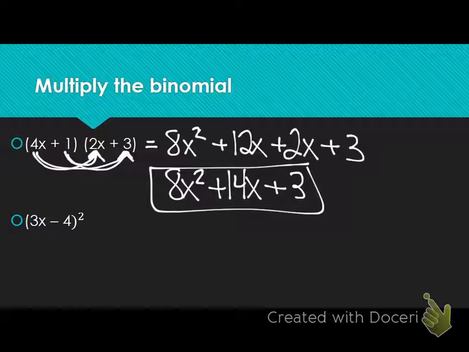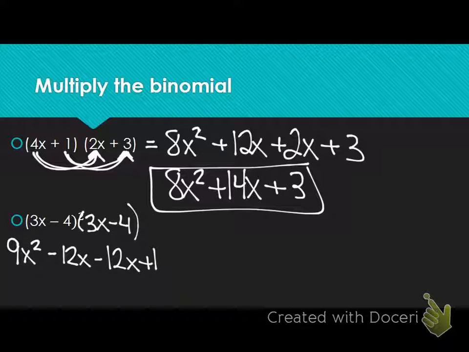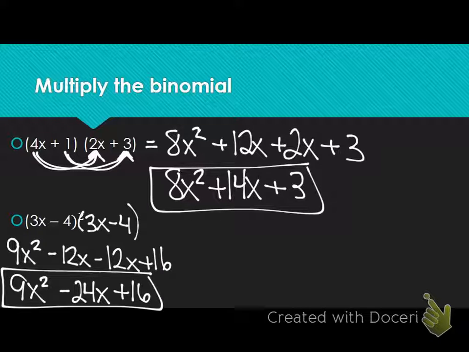All right, now on the second one, we talked about this, that anytime we're squaring a binomial, it's basically being multiplied by itself. So we multiply it again. 9x squared minus 24x plus 16. All right, any questions on multiplying binomials and FOIL method? A couple of those on your final.